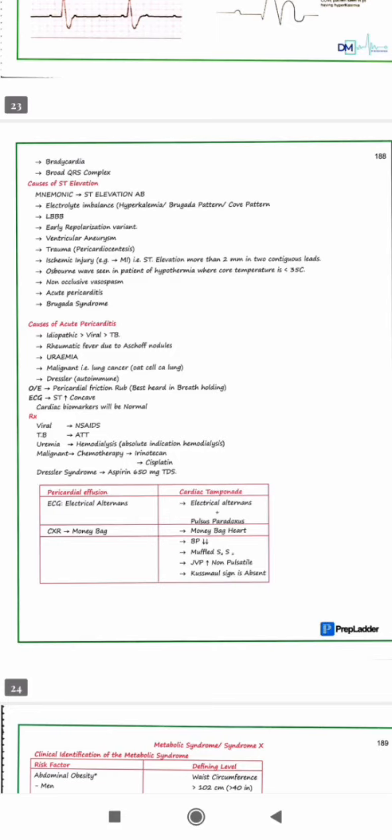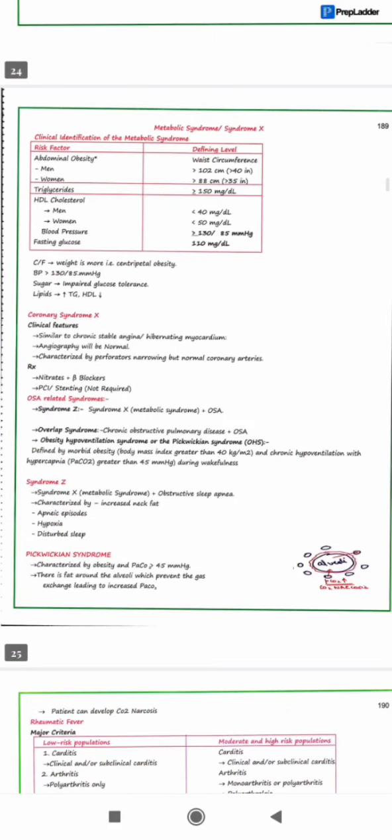Now the differences from pericardial effusion to cardiac tamponade. Now the metabolic syndrome, which is the clinical identification, the risk factors and the defining levels. So the abdominal obesity and the defining levels are being given. Now cardiac syndrome X, whose clinical features are similar to chronic stable angina or hibernating myocardium. Now the management is also given here. And there is a syndrome Z, which we have to remember, and another beautiful term, that is the Pickwickian syndrome.